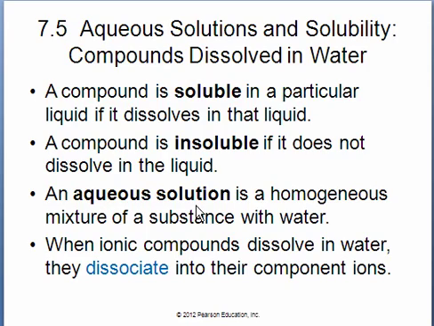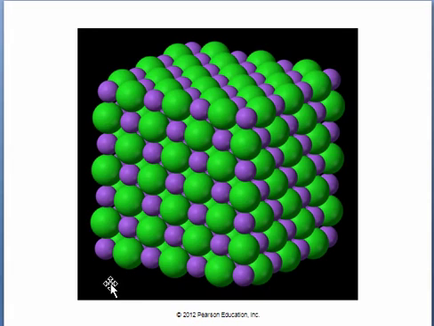An aqueous solution is a homogeneous mixture, and a homogeneous mixture is another word for solution, of a substance with water. And there's going to be much more water than there is the dissolved chemical. Now, one thing that we're going to look at in this chapter is when ionic compounds dissolve in water, they actually dissociate into their component ions. And I've highlighted the word dissociate because it's a new vocab word, and we'll look in more detail at what this process entails.